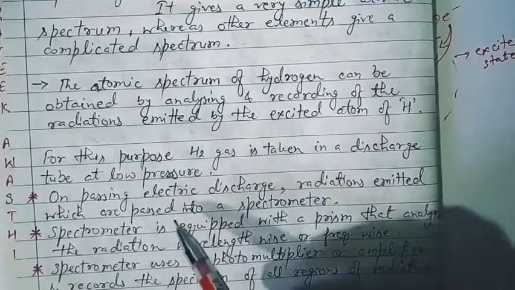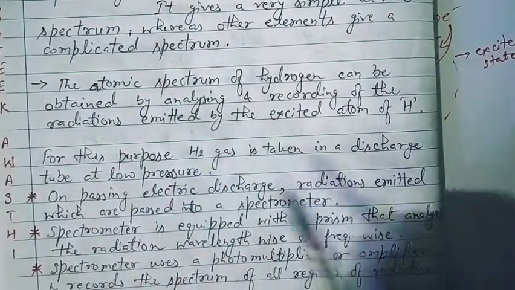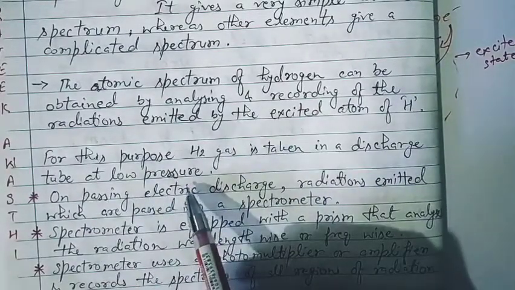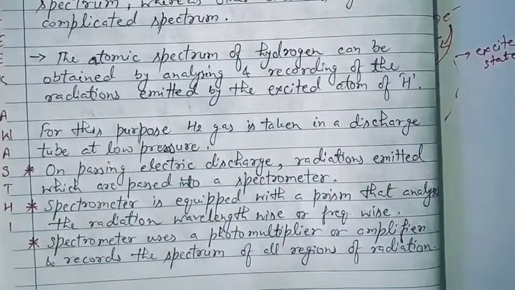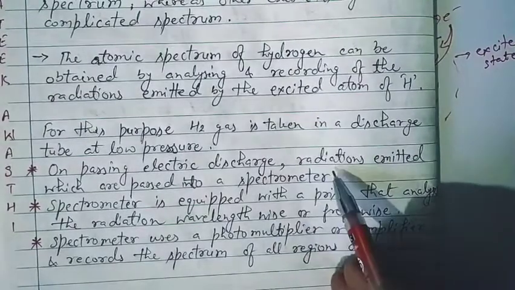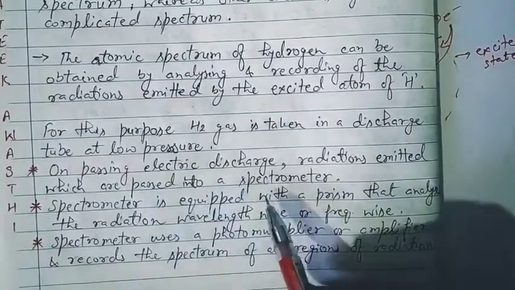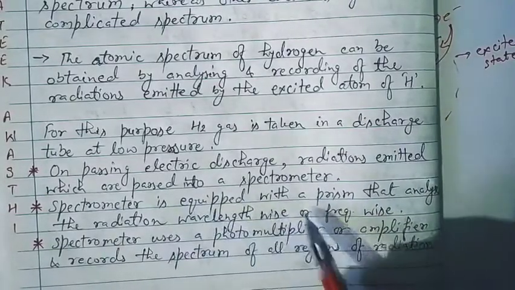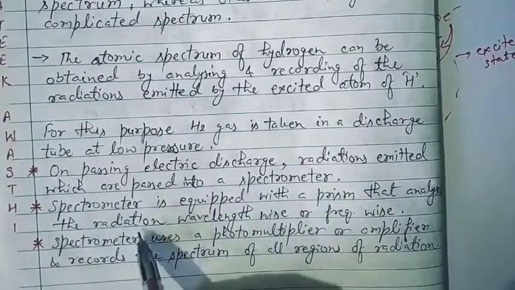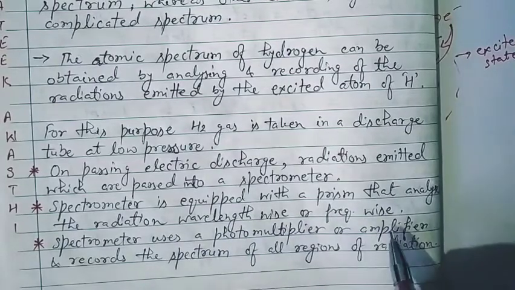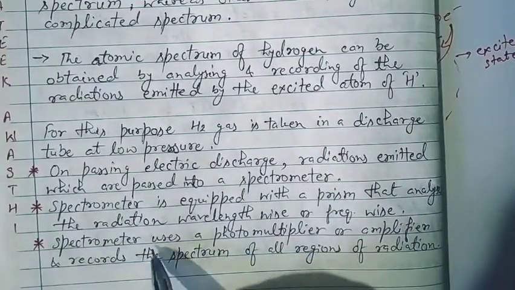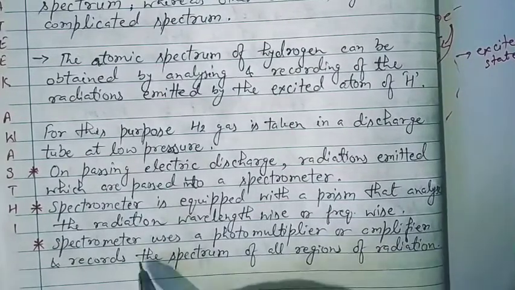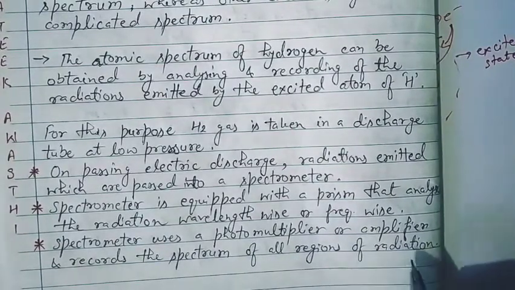For this purpose, the hydrogen gas is taken in a discharge tube at low pressure. Then on passing the electric discharge, the radiations emitted are passed into a spectrometer. A spectrometer is equipped with a prism that analyzes the radiation wavelength-wise or frequency-wise. Then the spectrometer uses a photomultiplier or amplifier and records the spectrum of all regions of radiations.